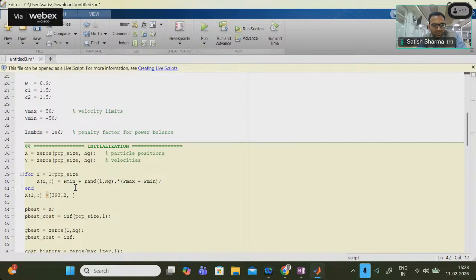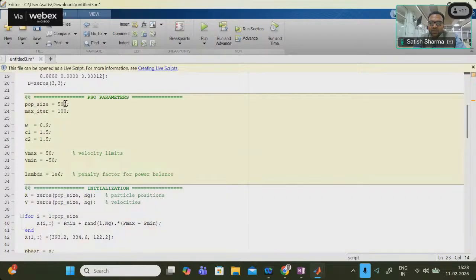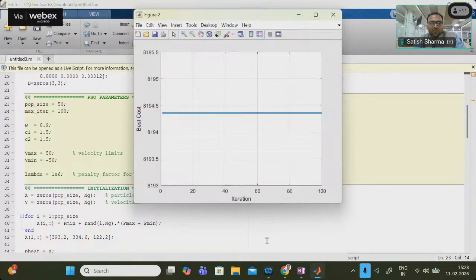What happens then? 334.6, 122.2. Okay, so this is like the first particle. I have provided the exact value, and let's run it. I don't think we need this many iterations or population, so let me run it. Okay, it is perfectly converging.